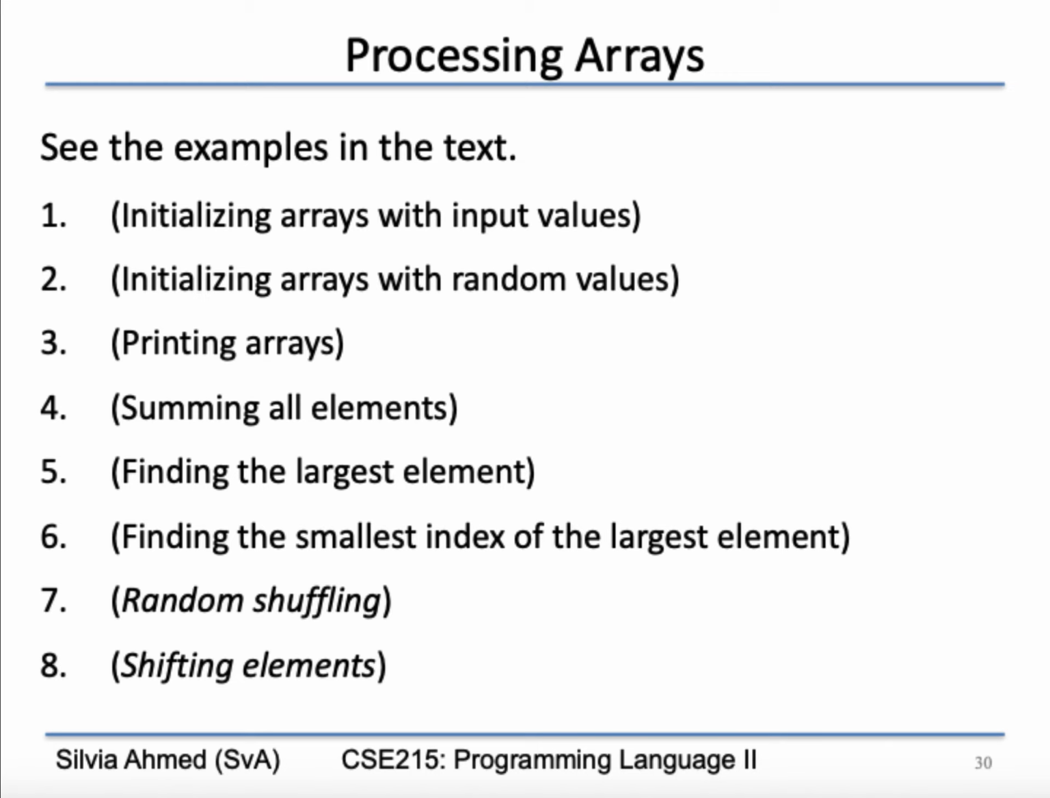In the book there are more examples with codes like initializing arrays with input values from the user, initializing arrays with random values by the math.random function, printing the contents of an array, summing all elements of an array, finding the largest element from an array, finding the smallest index of the largest element, random shuffling, and shifting of elements.